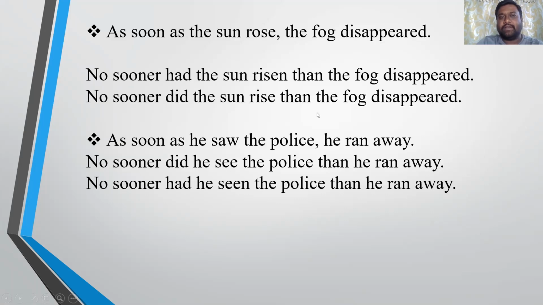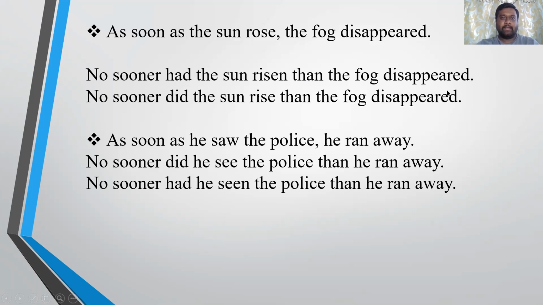To give you a clear picture, there's a particular question: As soon as the sun rose, the fog disappeared. Taking the help of the formula: no sooner had, plus the subject, the sun, plus the verb in which form? V3 form, risen. No sooner had the sun risen. Risen is in V3 form. Than, to join the sentence, than the fog disappeared.